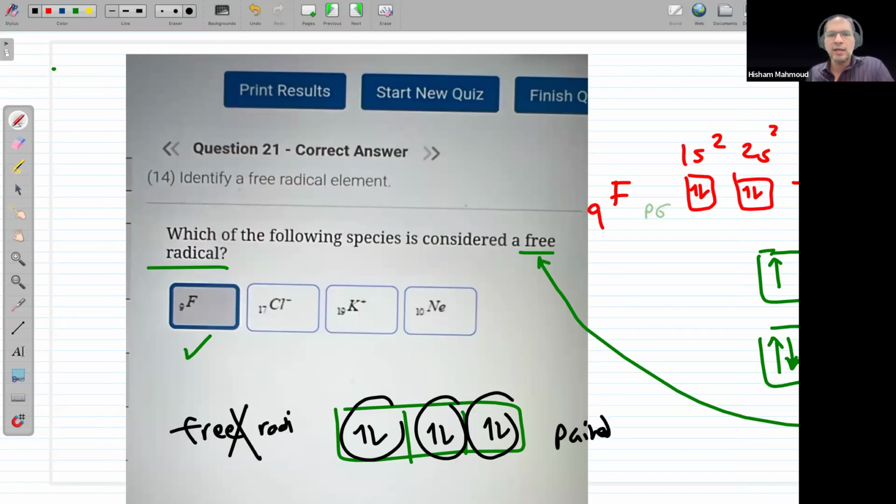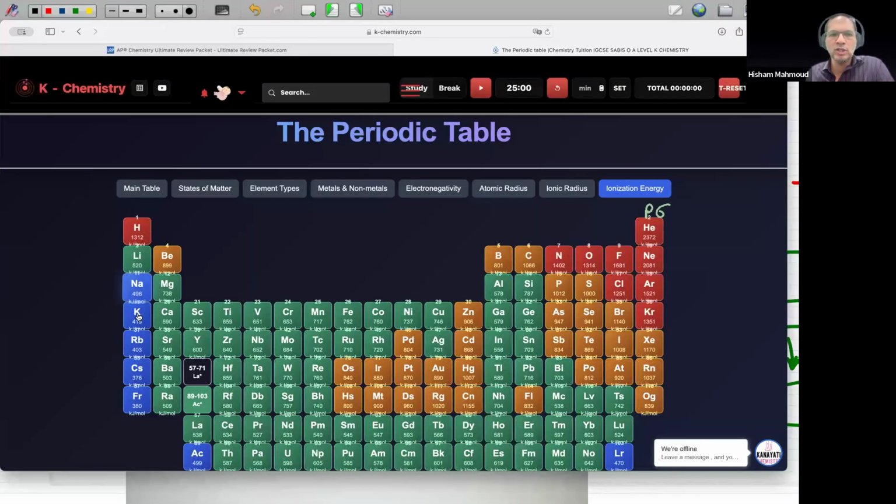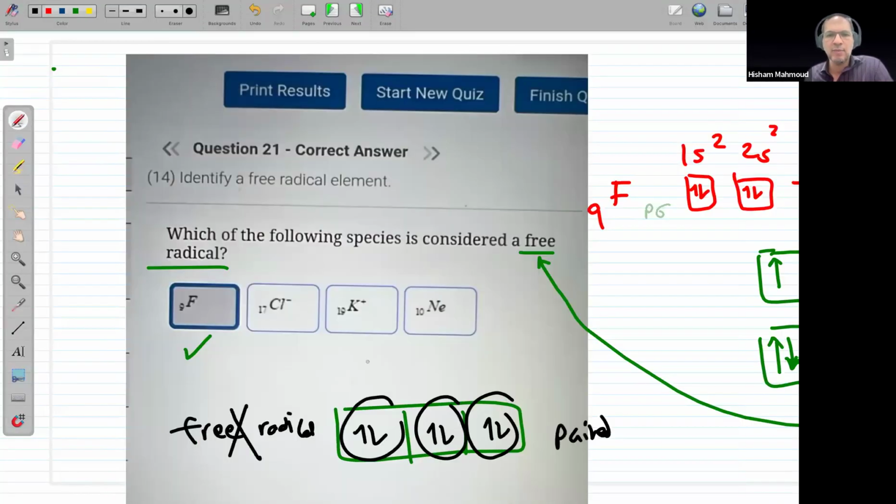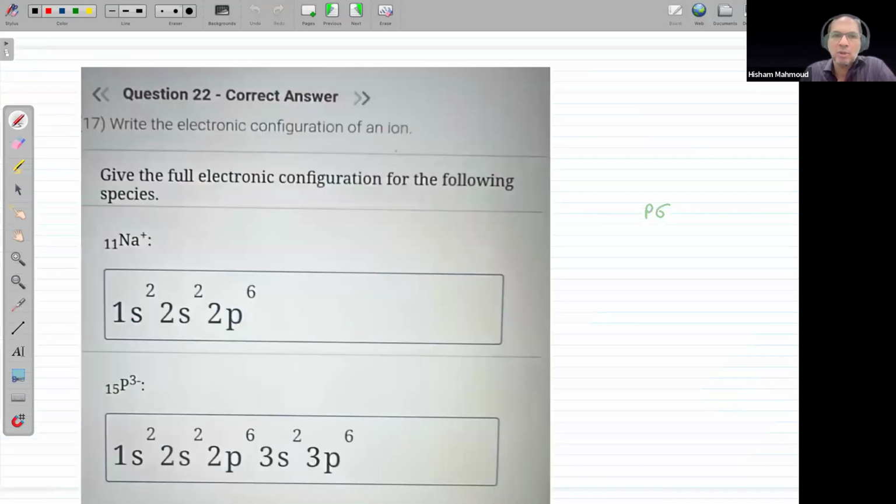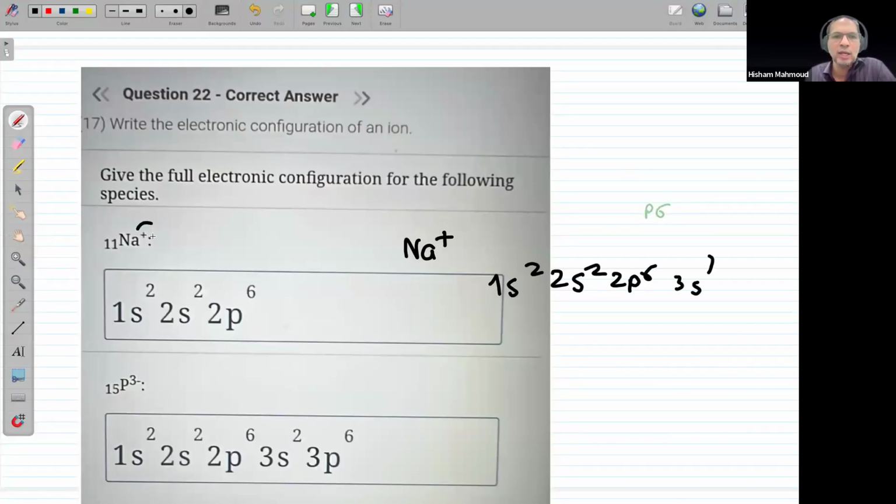Not a free radical. The potassium does the same. When it loses 1 electron, it becomes like the argon. Same. Neon is a noble gas. Any noble gas has for sure 6 electrons in the p6. That's why it will never be a free radical. Question number 22 gives the full electronic configuration for the following. Na plus is 1s2, 2s2, 2p6, 3s1. When you lose 1 electron, then you remove this and you become 2p6 only. P3 minus, we just explained this few seconds ago.